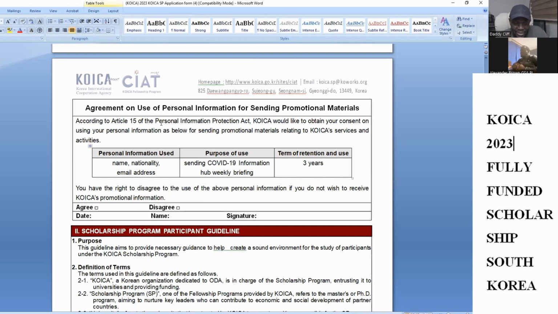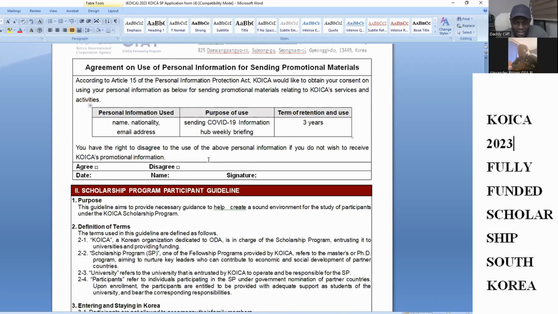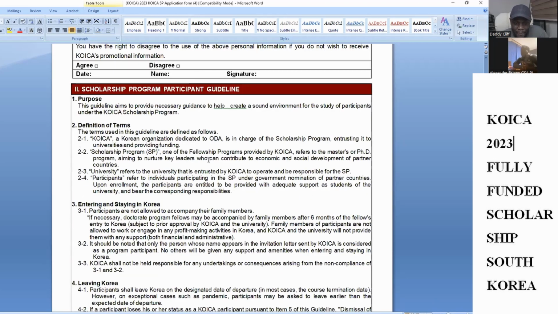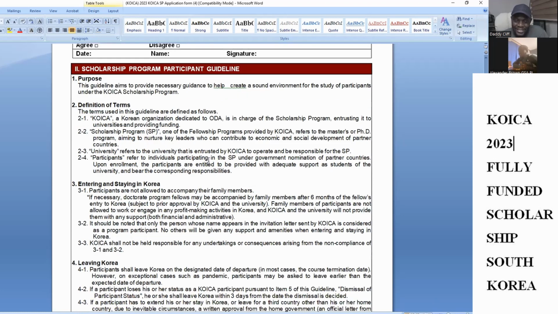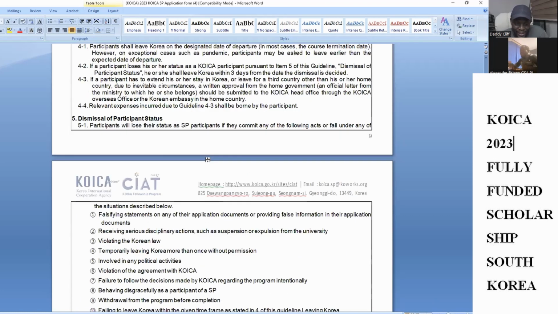According to Article 50 of the Personal Information Protection Act, KOICA would like to obtain your consent on using your personal information as below for sending promotional materials relating to KOICA services and activities. It's a good thing. They're informing you about KOICA things that might actually be of interest to you. So just simply agree. Anyway, someone might say this has no privacy, but I don't think so. I just agree and go through. It's all to your advantage, rather.